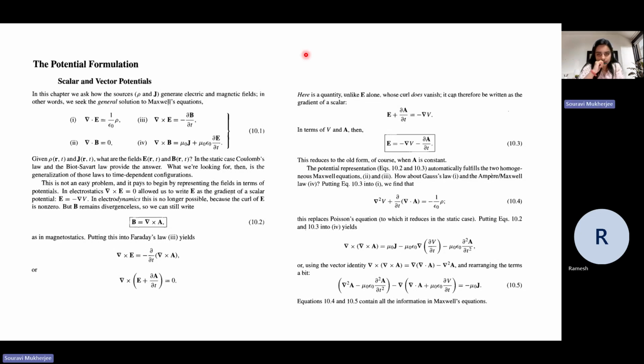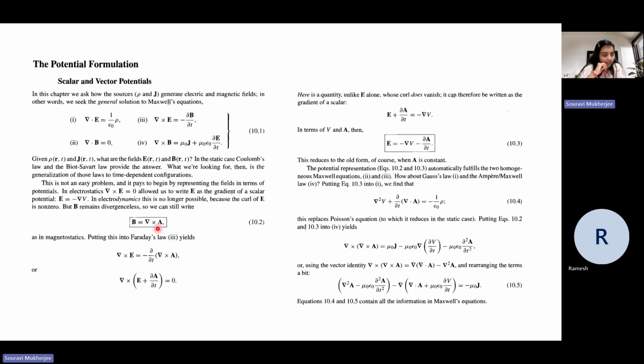What we are currently trying to do is use the scalar and vector potentials and write the electric and magnetic fields in terms of them. We also want to represent the Maxwell's equations in terms of these scalar and vector potentials. Why do you want to do it? Because dealing with scalar and vector potentials is much easier than dealing with electric and magnetic fields directly. This is something we already know.